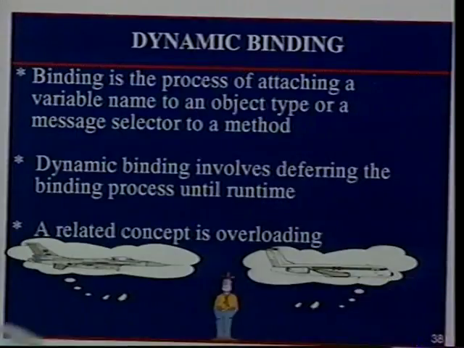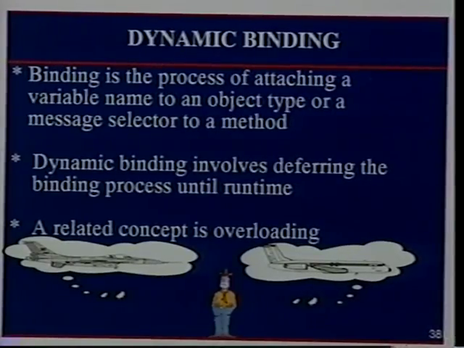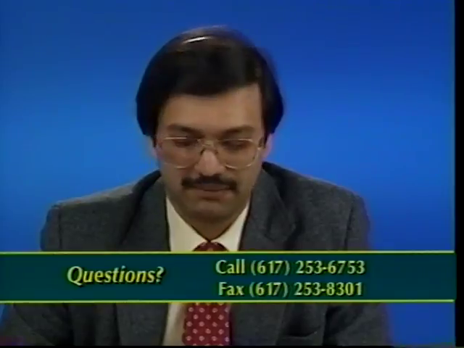The second question is in relation to dynamic binding. What really is dynamic binding, and why is a different terminology used instead of the things which we see in regular compilers? Well, the difference between static and dynamic binding is that in dynamic binding we defer the binding process until runtime. That is, during compile time we don't bind the type to the variable or the method to the message selector. The binding is done during runtime, not at compile time. If it is done at compile time, it is static binding.